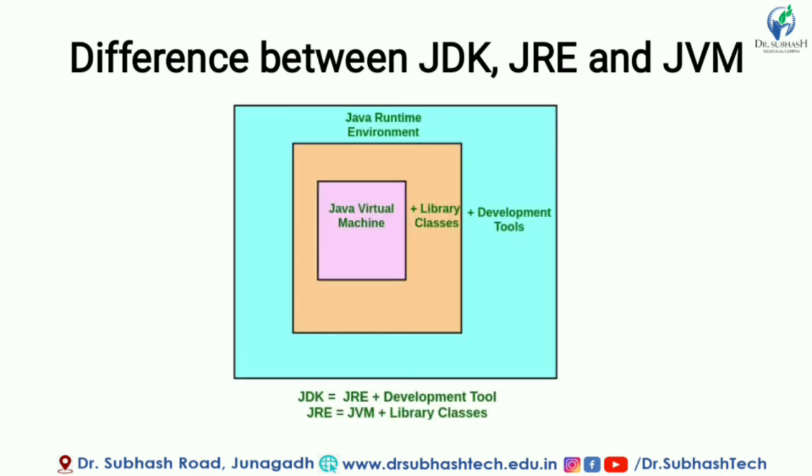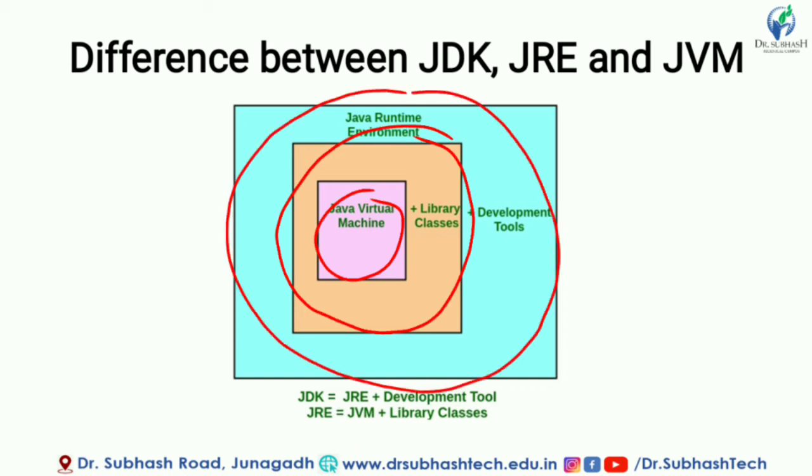Same as in the previous diagram, we can see that if you combine the Java virtual machine and the library classes, it will be a runtime environment, the Java runtime environment, right? It means in the middle there is a JVM. If you combine the library classes with the JVM, it will be a Java runtime environment. And if you add the development tools, then it will be a JDK, that means the Java development kit, right? So these are the software tools which will be used before starting the Java applications, right?